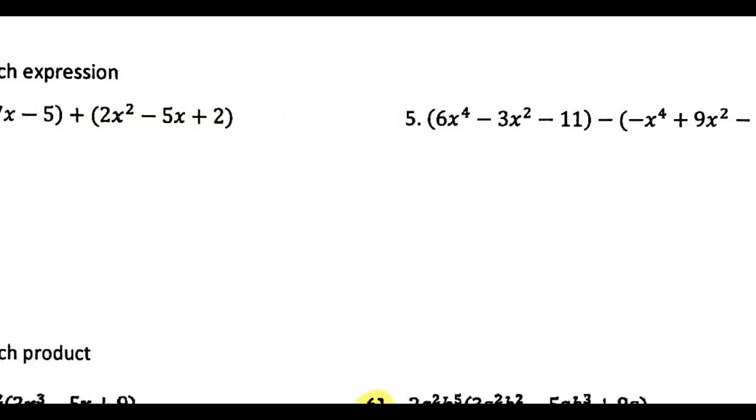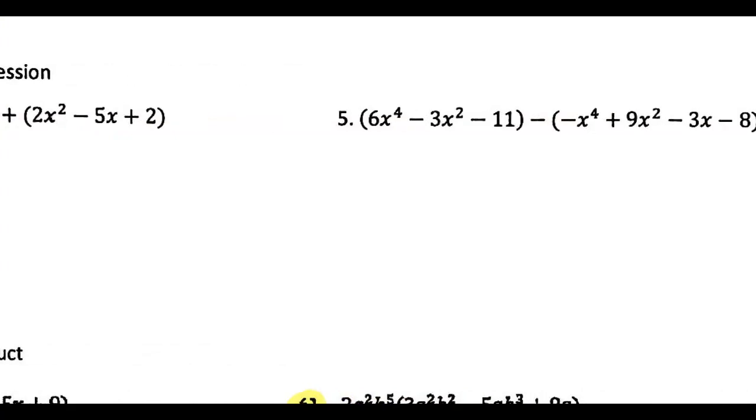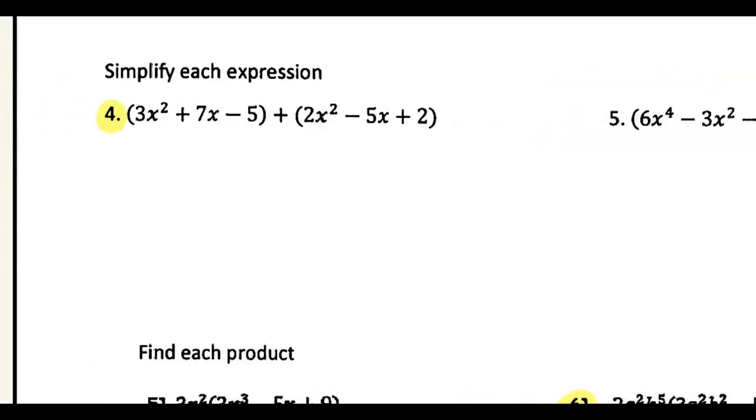For example, in question number 5, if you do that question, you definitely need to distribute this negative to every single term that's in that parentheses. For this question, since you're adding, you don't need to distribute anything. So I'm just going to leave this as 3x squared plus 7x minus 5 plus 2x squared minus 5x plus 2. From here, I'm just going to combine my like terms.